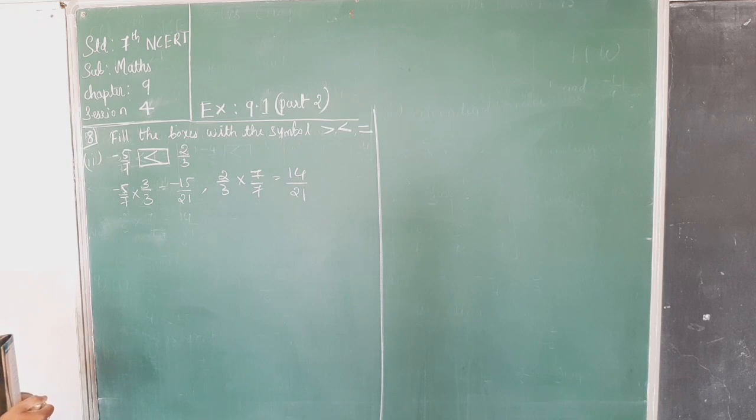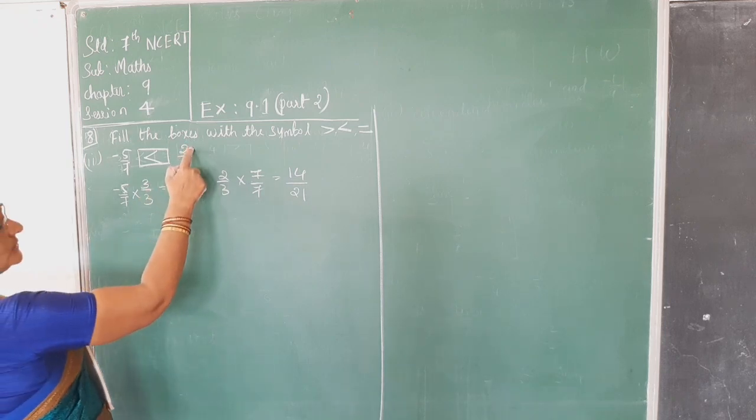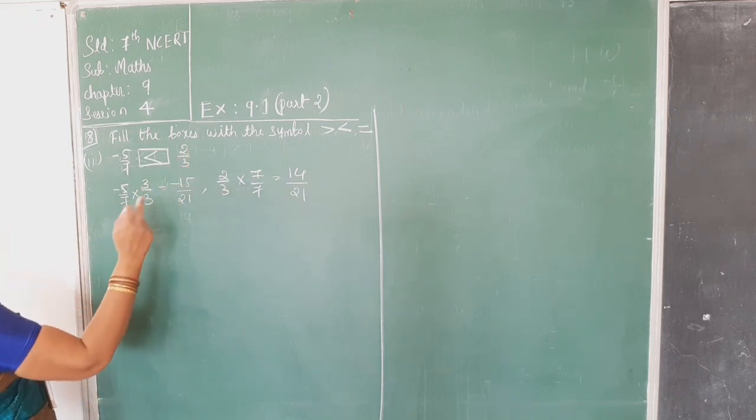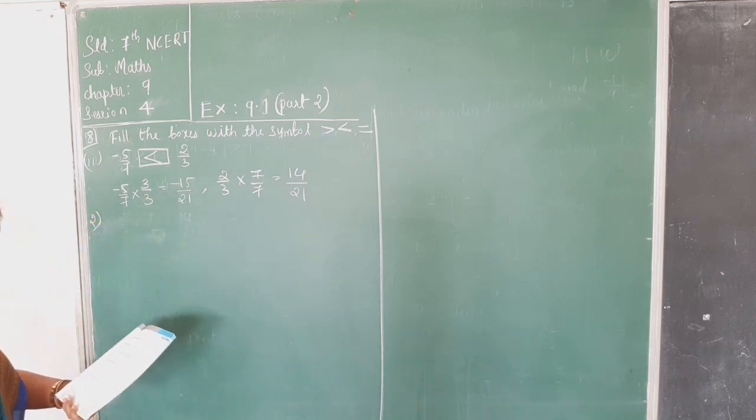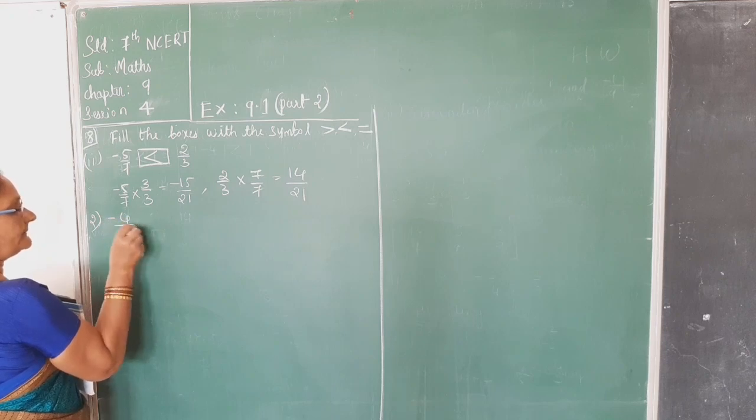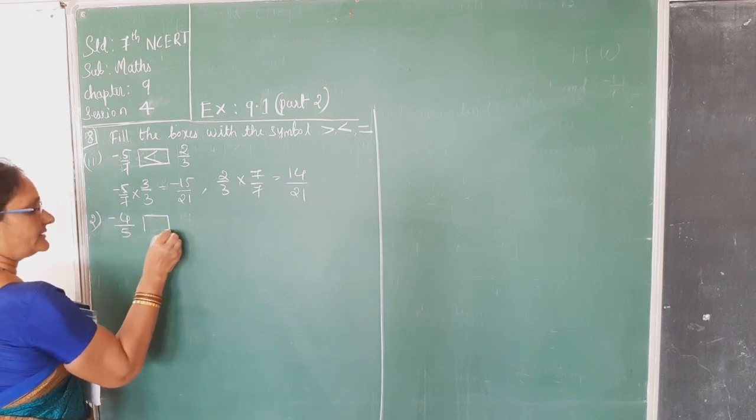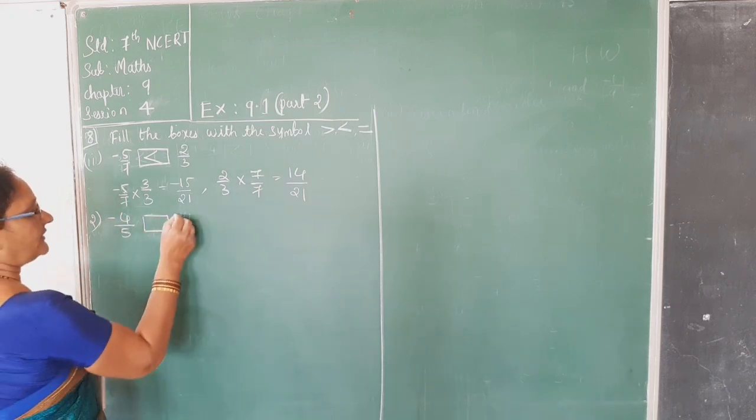Minus 5 by 7 is smaller than 2 by 3. So like this we can compare. Now the second one, what it is we will see. Minus 4 by 5, here there is a box, minus 5 by 7.